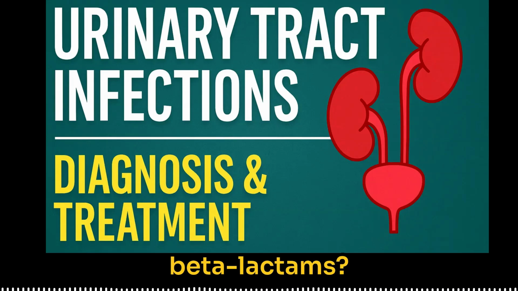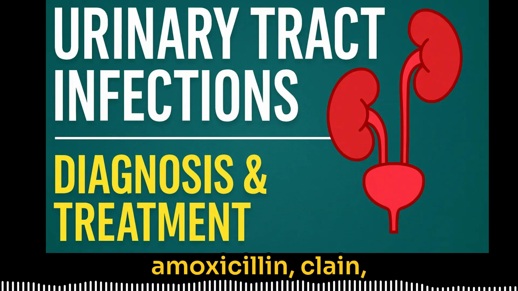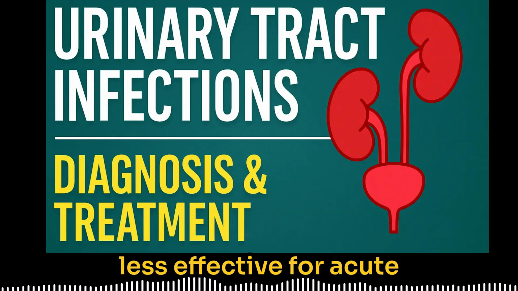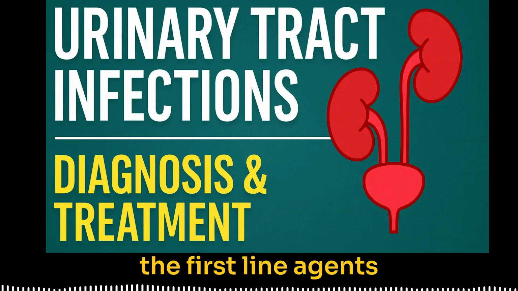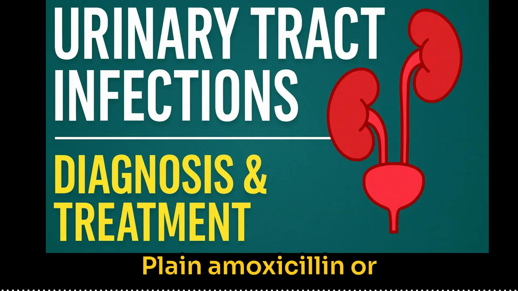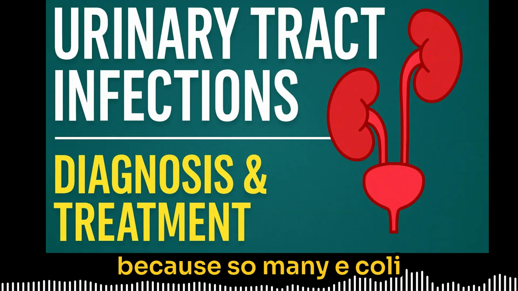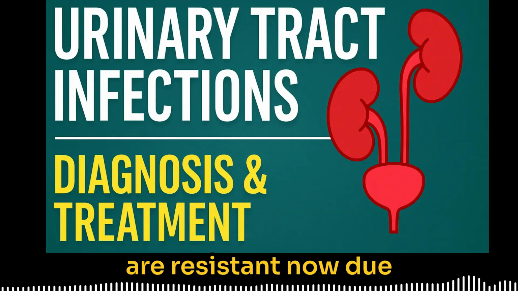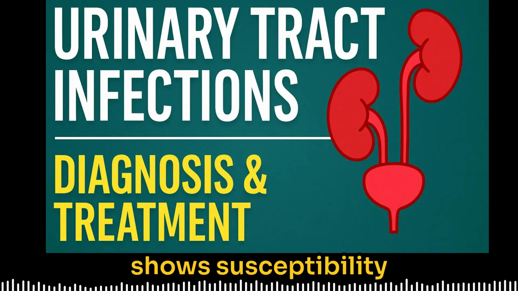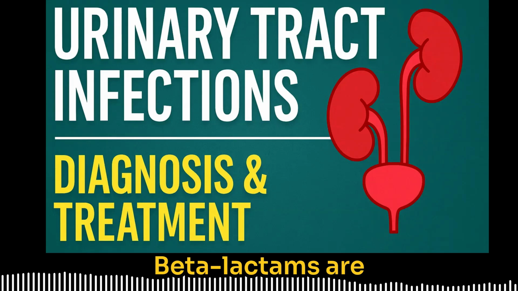What about beta-lactams, like amoxicillin clavulanate? Beta-lactams, like amoxicillin clavulanate or cephalexin, can be used, but they're generally considered less effective for acute cystitis compared to the first-line agents or fluoroquinolones. And a specific point: plain amoxicillin or ampicillin are generally not recommended for empiric treatment because so many E. coli are resistant now due to beta-lactamases. You'd only use them if a culture specifically shows susceptibility, maybe for an enterococcus infection. Got it. Beta-lactams are further down the list.